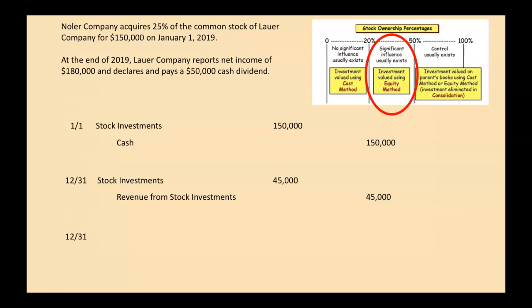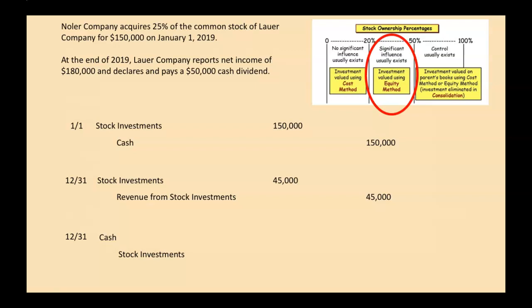Now we have one last piece here. Lauer Company also declared and paid a $50,000 cash dividend. So our accounts here, you'll see cash as the debit because we are going to be receiving a cash dividend, and we credit our stock investments.